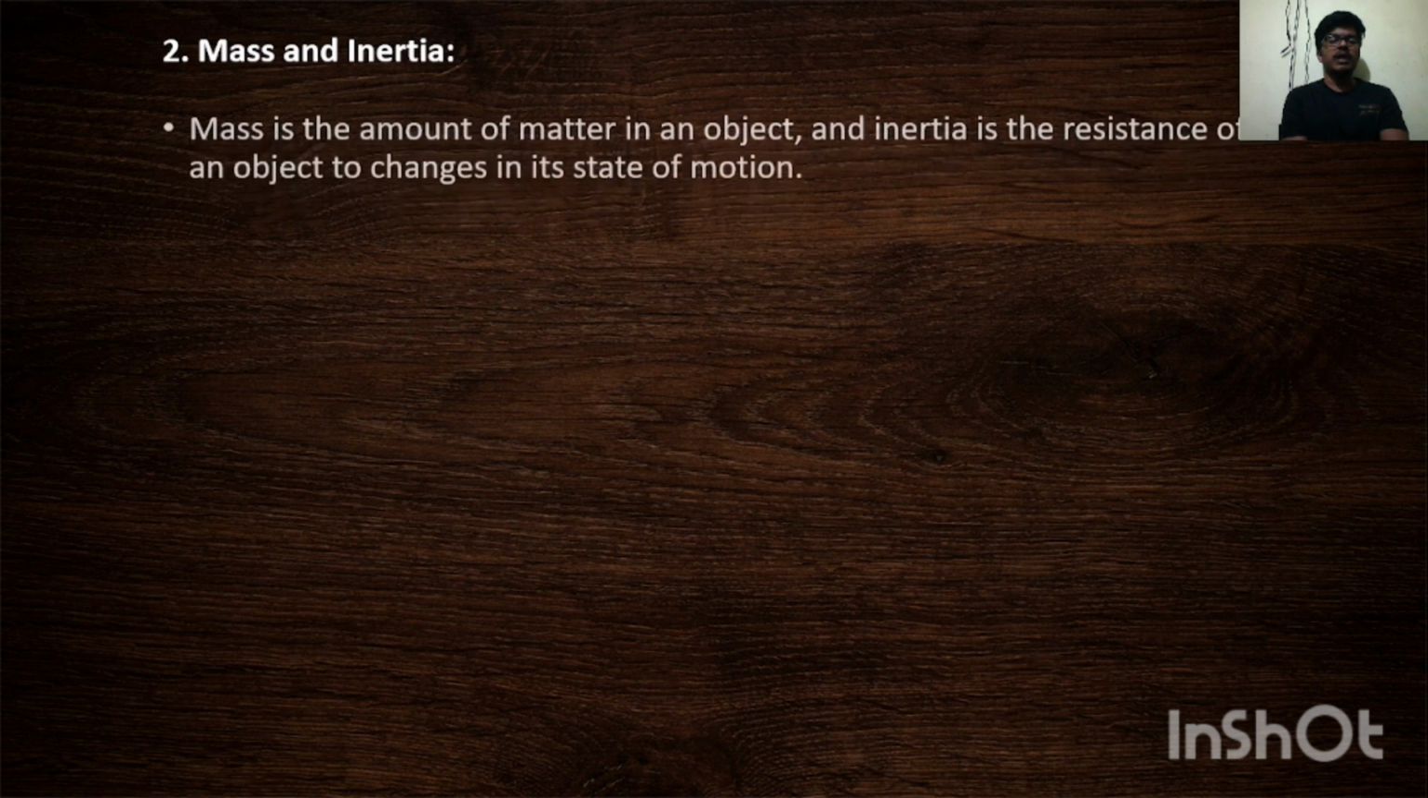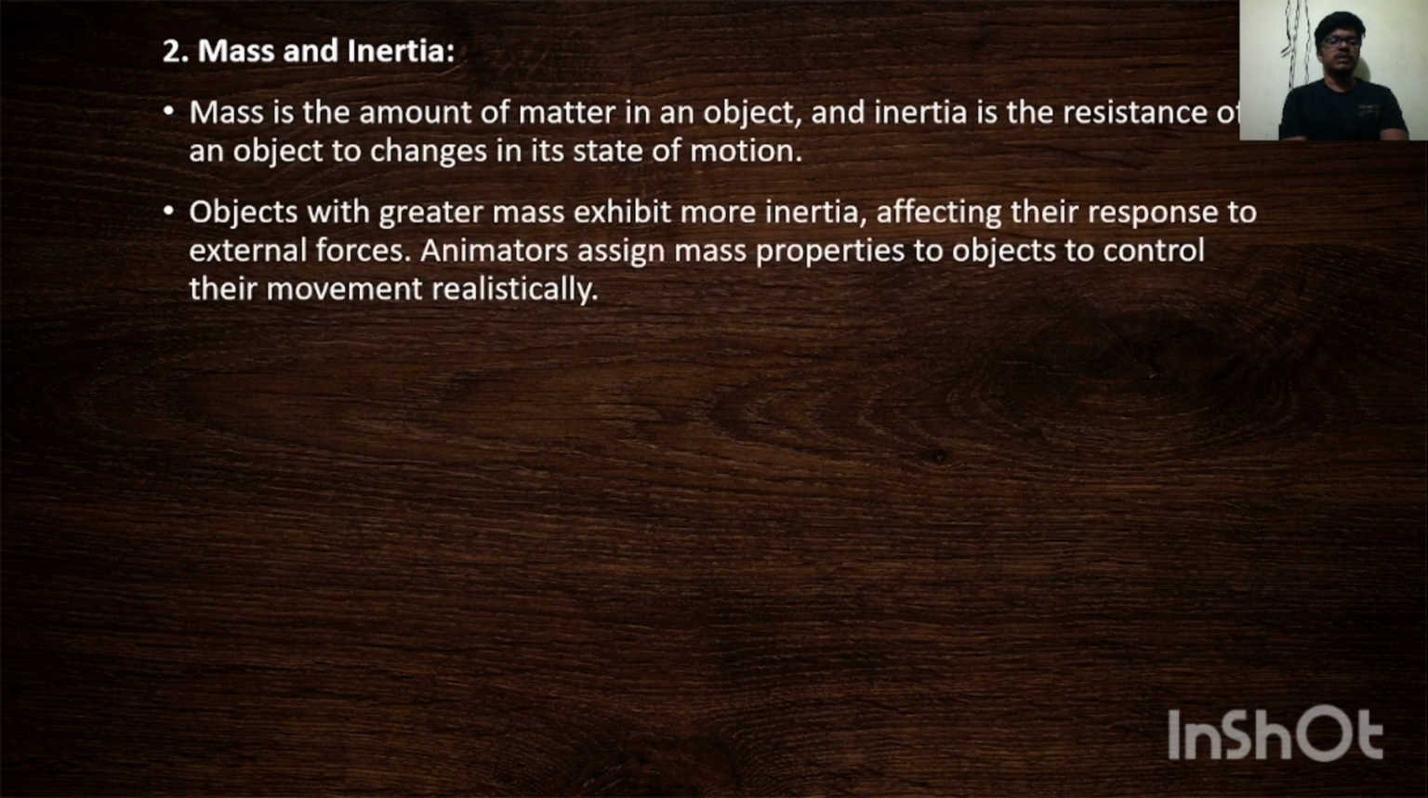Next, we have mass and inertia. Mass is the amount of matter in an object, and inertia is the resistance of the object to change its state of motion. If an animated character is running at full speed and we want it to slow down, we apply inertia on that animated character so that it gets slowed down. Objects with greater mass exhibit more inertia, affecting their response to external forces. Animators assign mass properties to objects to control the movement realistically.